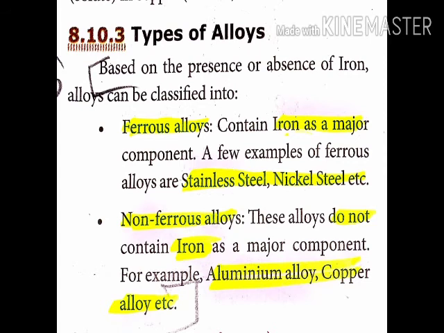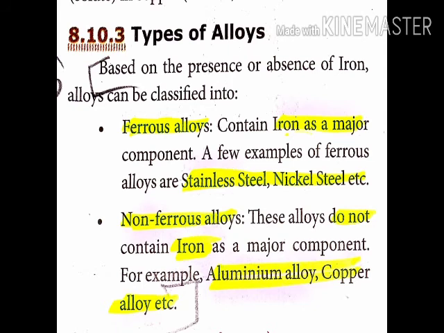See the tabular column: copper alloys. These are non-ferrous because in these two alloys, brass and bronze, iron is absent. In brass, what is present? Only copper and zinc. Copper and zinc are combined together to form the brass alloy. What is the use of this brass alloy? It is used in electrical fittings, the electrical appliances we use in our homes.